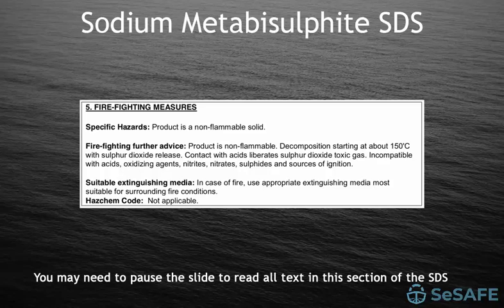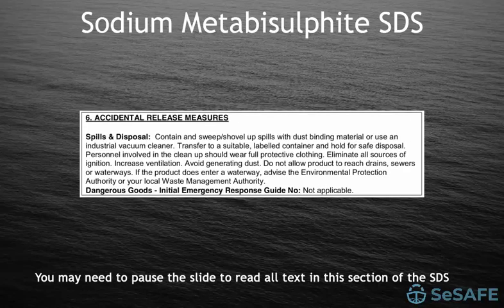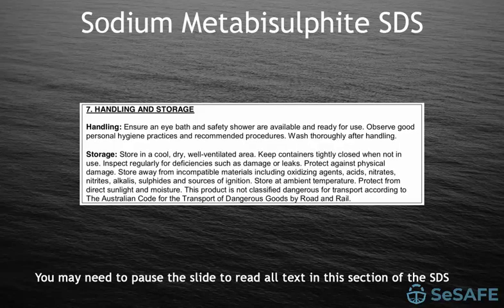Section 5 contains information relevant to sodium metabisulfite catching fire, or its exposure to extreme heat. Section 6 contains information relevant to the uncontrolled release of sodium metabisulfite. It also details the methods and precautions to be observed in any cleanup operation. Section 7 details precautions to take when handling sodium metabisulfite and how to store it correctly.